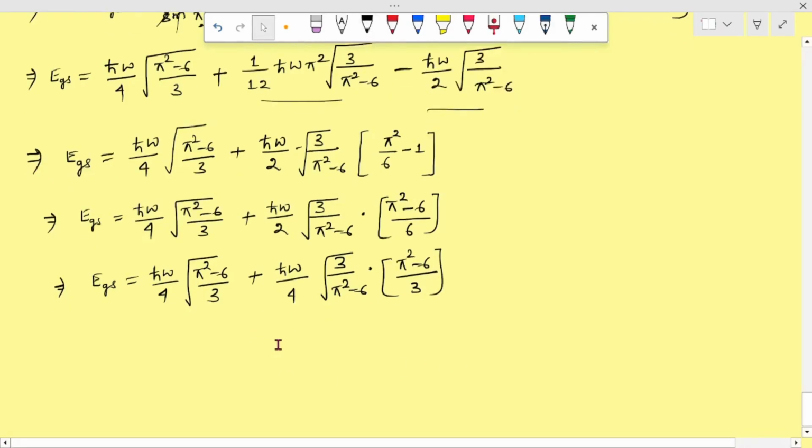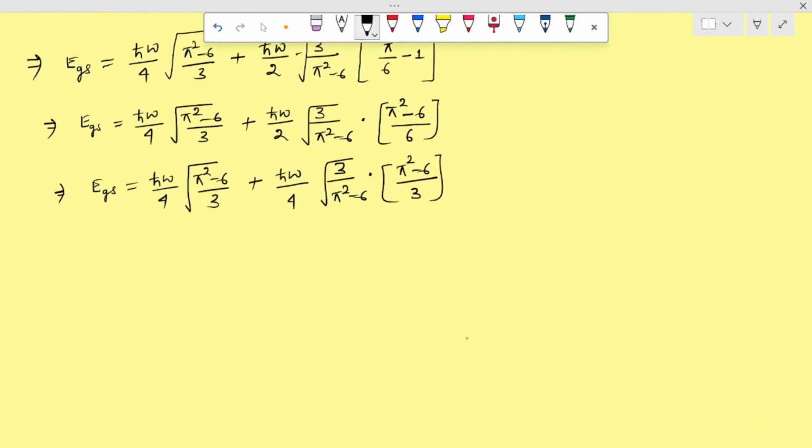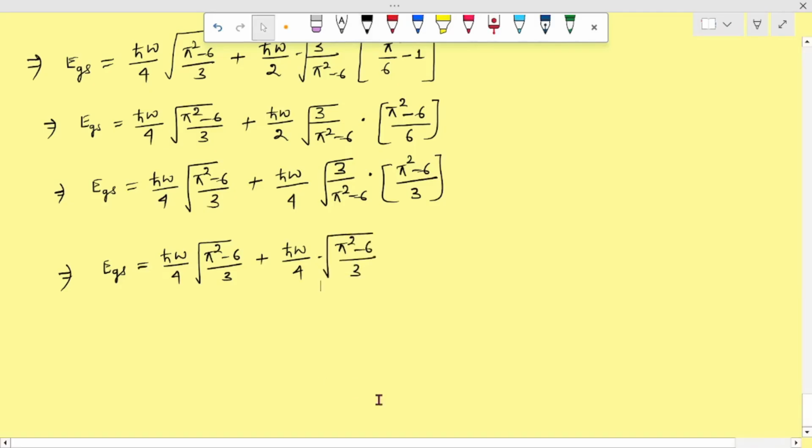That implies E_GS, here you can see this root 3 got cancelled. Root over pi square minus 6, here pi square minus 6 got cancelled, and we found E_GS is equal to h cut omega by 4 pi square minus 6 by 3 whole root over, plus h cut omega by 4, and this will be pi square minus 6 by 3 whole root over, right?